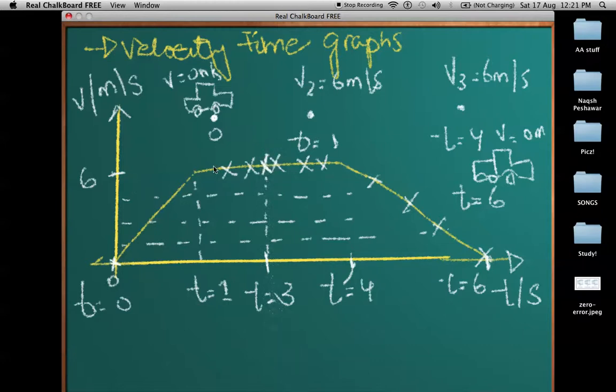Velocity is 6 meters per second. So we know this, that from t equals 1 to t equals 4, it was moving at a constant velocity. The velocity did not change throughout. So always remember that with the velocity time graph, you will be talking about the velocity only, and not about the distance or any other quantity, only the velocity. Okay, so make sure you know about that.